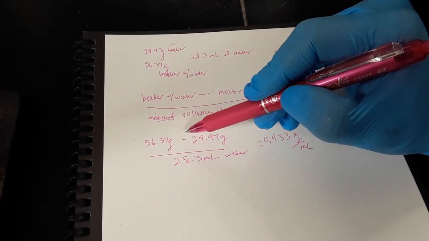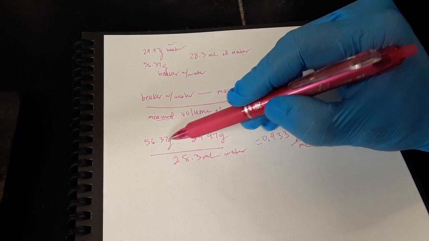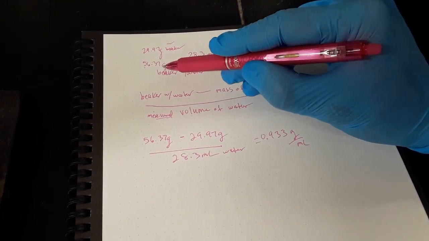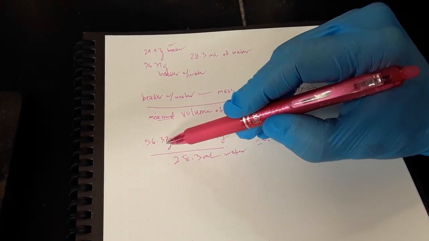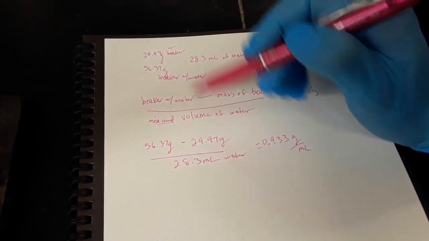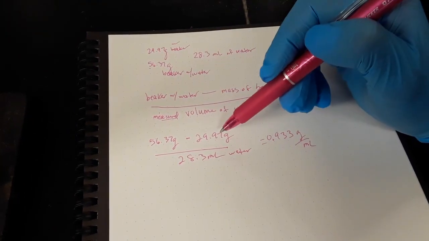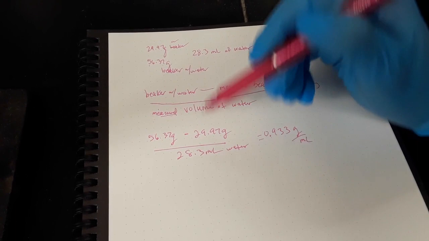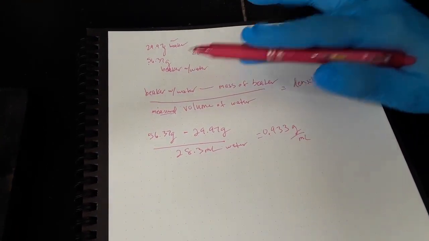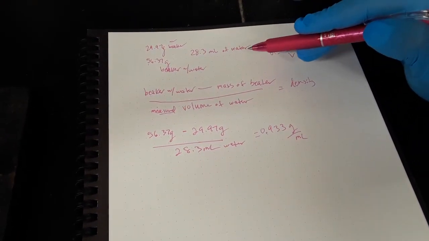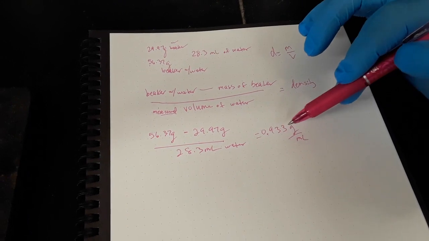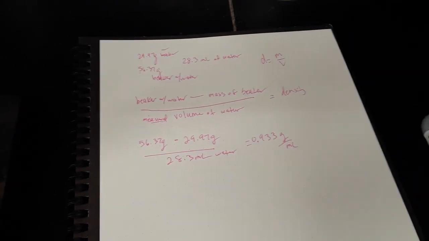So here in this bottom row, I subtracted the mass of my beaker with water, which was 56.37 grams, minus the mass of my beaker, 29.97 grams, and I divided that by my measured volume of water, which was 28.3 milliliters, and I got a density of 0.933 grams per milliliter.